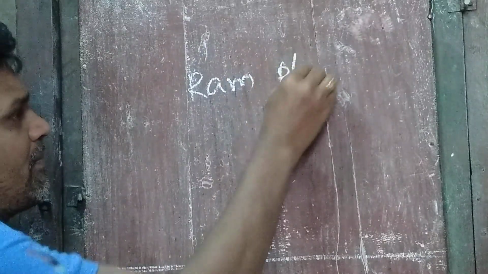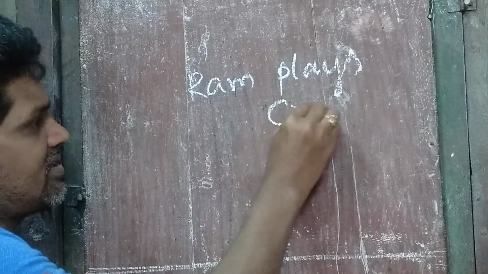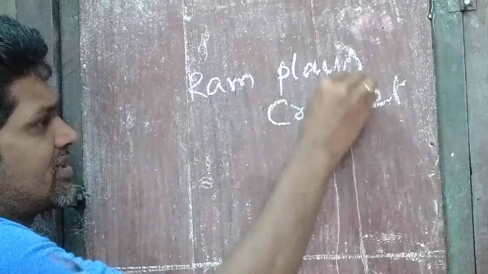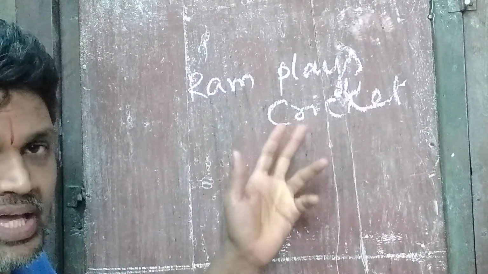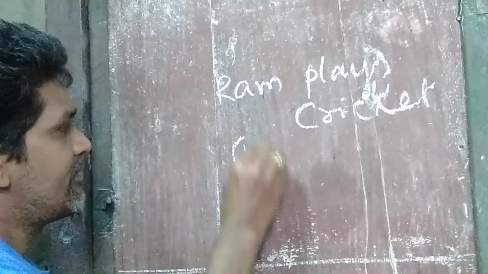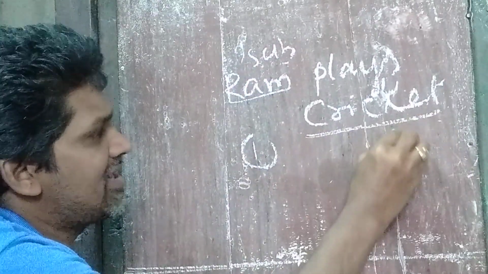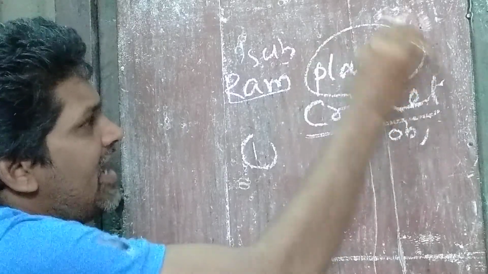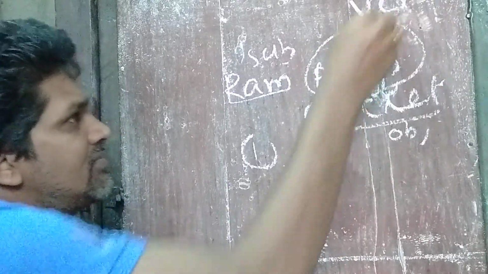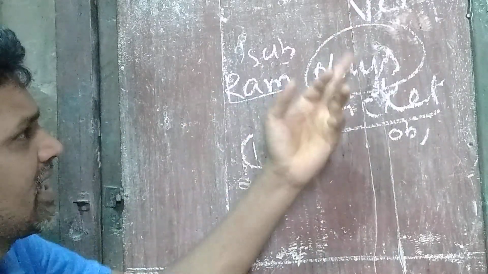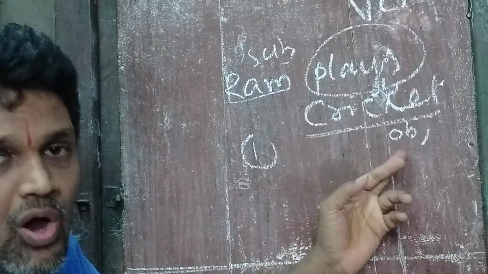Ram plays cricket. Ram plays cricket. First step, identify the subject, identify the object, and know the verb. Here Ram is subject, plays is verb, cricket is object.